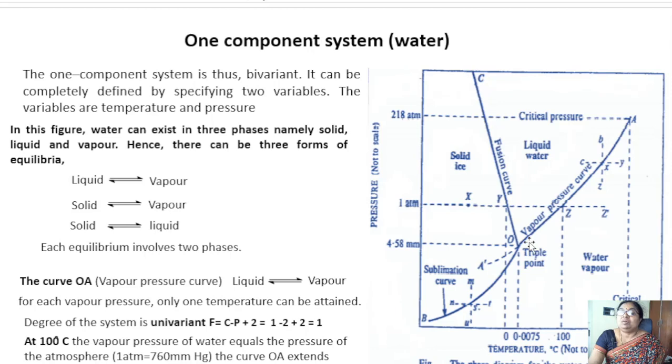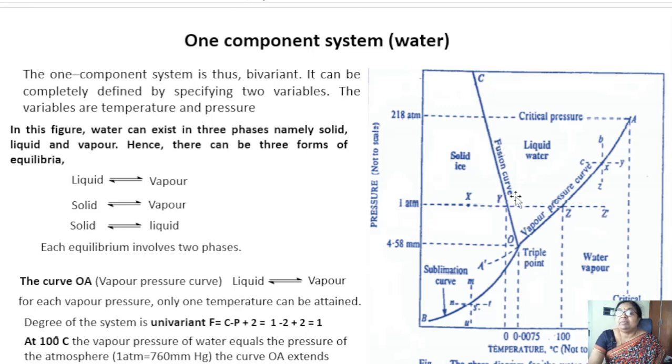The same thing if we go for the OC curve, what we call the fusion curve. As we increase the pressure along the OC curve, the curve inclines towards the pressure axis, because as the pressure increases, the melting point of ice increases. So at any point on it there will be a two-phase equilibrium, that is, solid ice in equilibrium with liquid water.